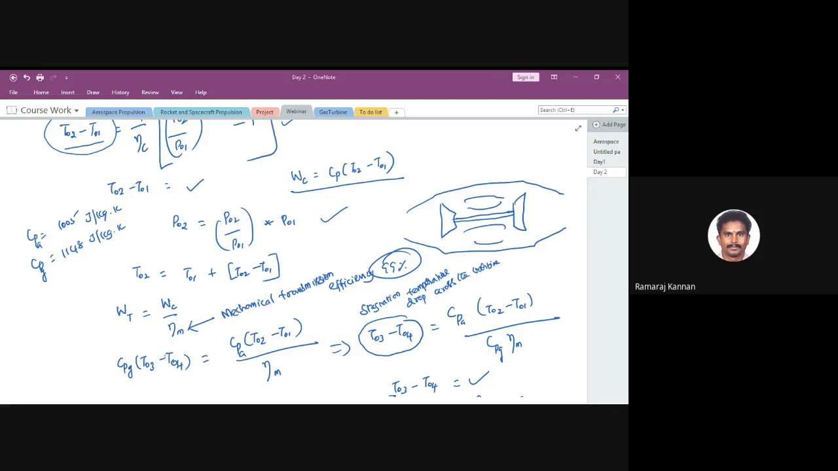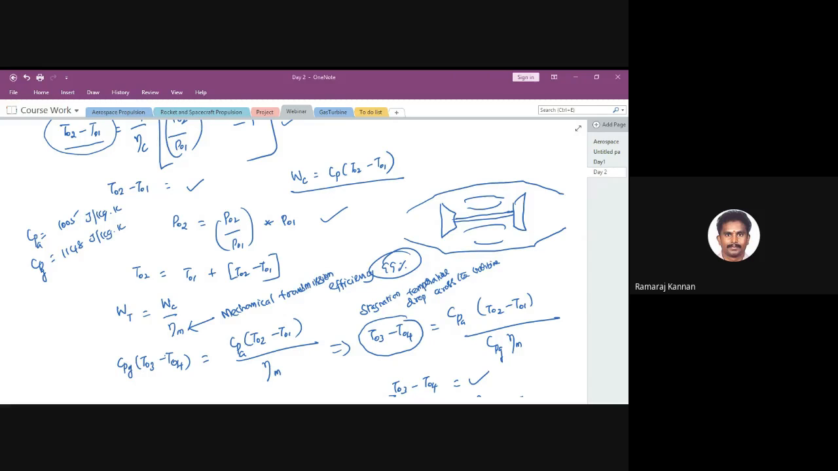Just draw a flow chart. Okay, what we are going to do? We are going to do first the intake, then the compressor, and the compressor and turbine are going to be connected by means of a single shaft. From the compressor work input required, we are going to calculate how much work output is provided by your turbine, using your transmission efficiency.